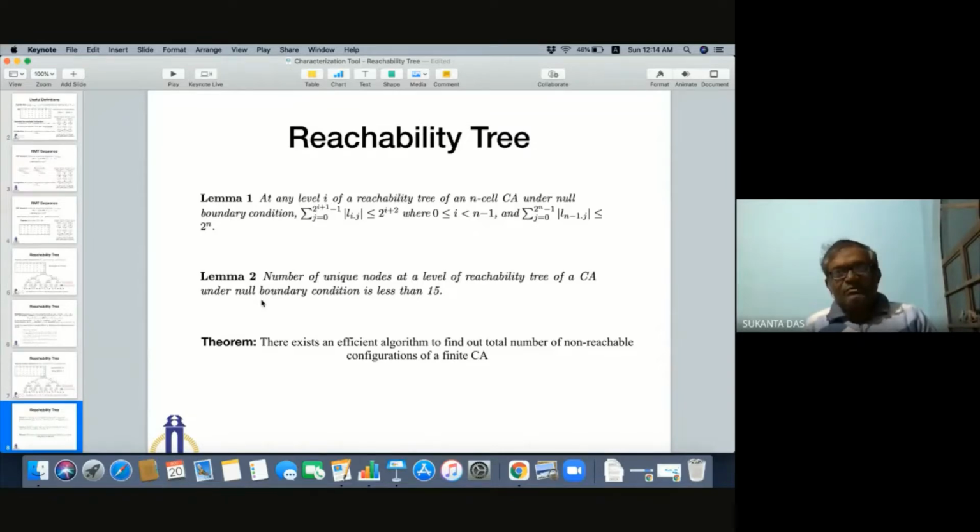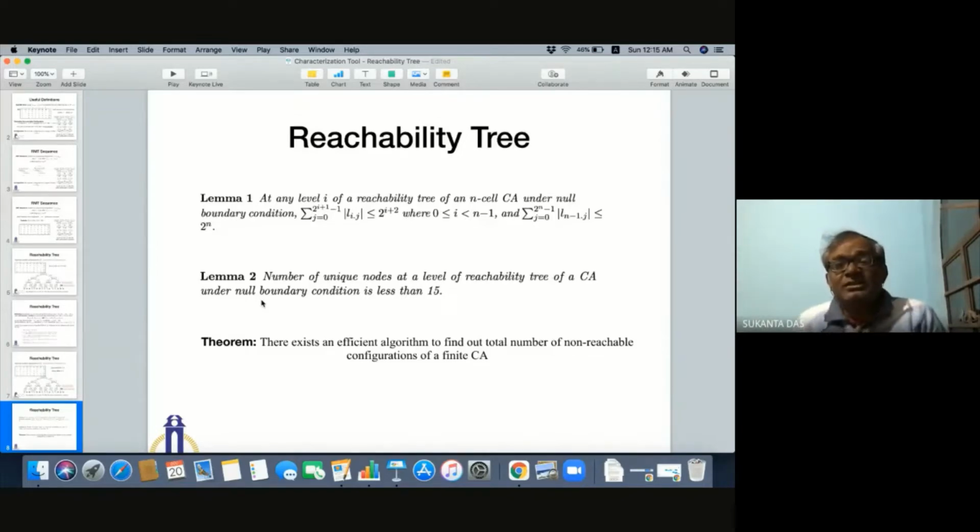Okay. So there's the advantage. Actually, it seems to us that it will go exponentially, but it will not. So therefore, we get the next theorem. There exists an efficient algorithm to find out the total number of non-reachable configurations of a finite CA.